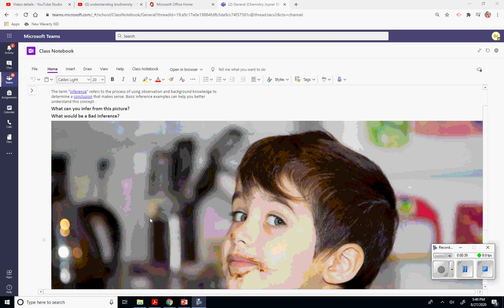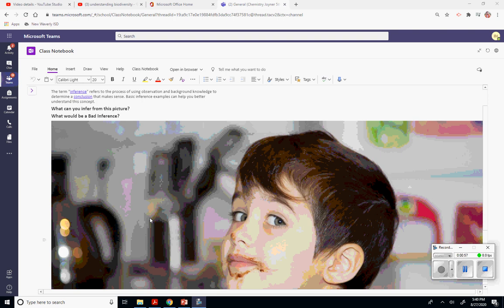So let's talk about what an inference is first. It refers to the process of using observation and background knowledge to determine a conclusion that makes sense. Basic inference examples can help you better understand this concept. So that's what we're using this warm-up for, to infer something.